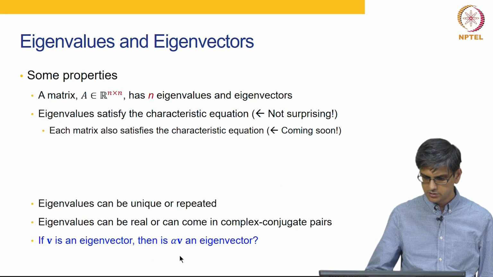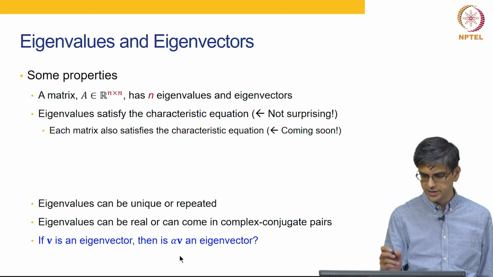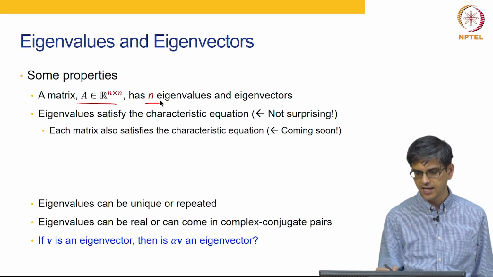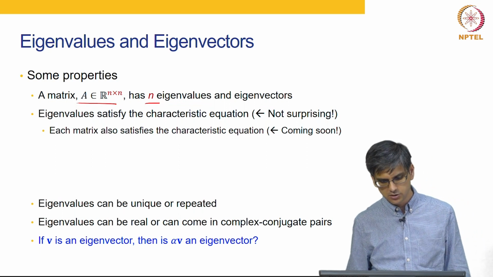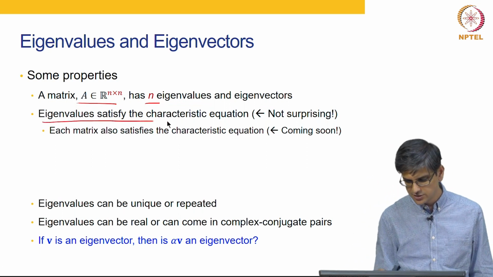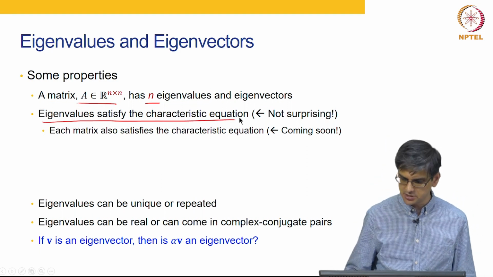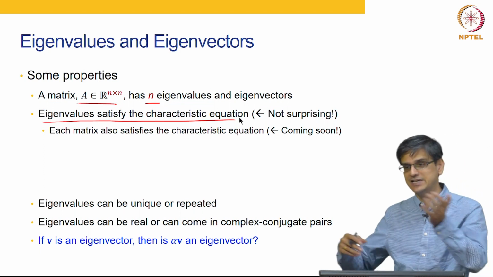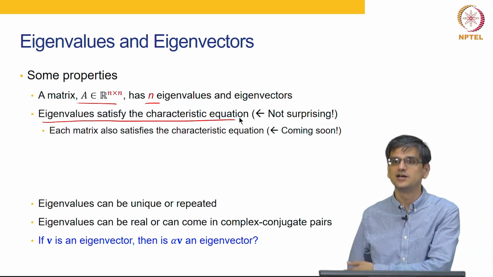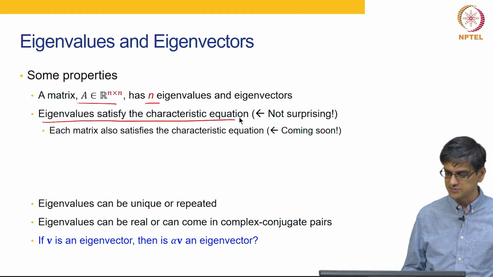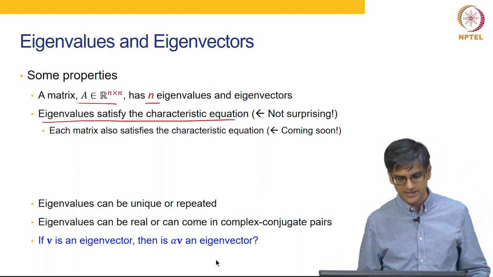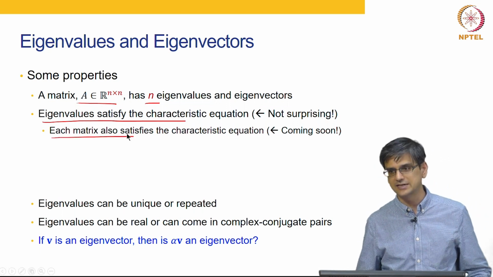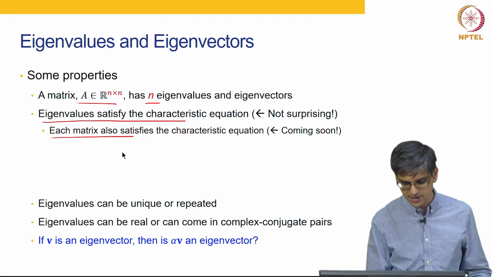So, we talked about how a matrix A, which is an n by n matrix, has exactly n eigenvalues. Eigenvalues must satisfy the characteristic equation. That's obvious because that's how we calculate eigenvalues. We calculate them as roots of the characteristic equation, so they also satisfy it. What I will talk about next week, and its importance, is that each matrix also satisfies its own characteristic equation, and that's called the Cayley-Hamilton theorem.